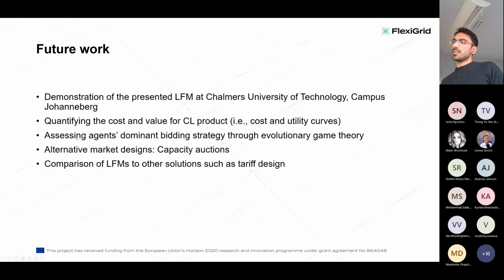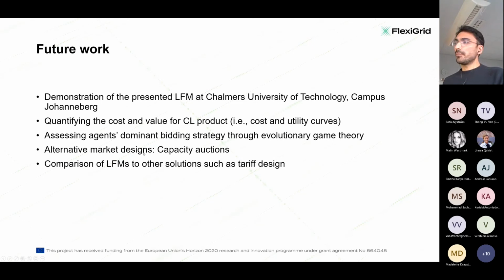I think it's also interesting to see what would be the dominant behavior strategy of the different agents when they're participating in the market. There are tools from evolutionary game theory that we can use to see what would be the dominant strategy and behavior in such markets, which we are trying to check as well.